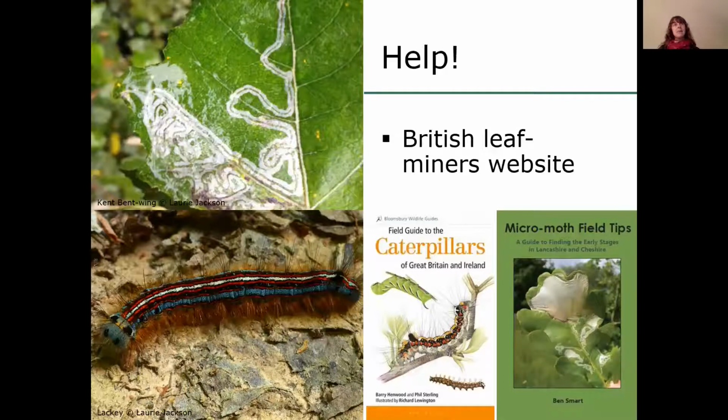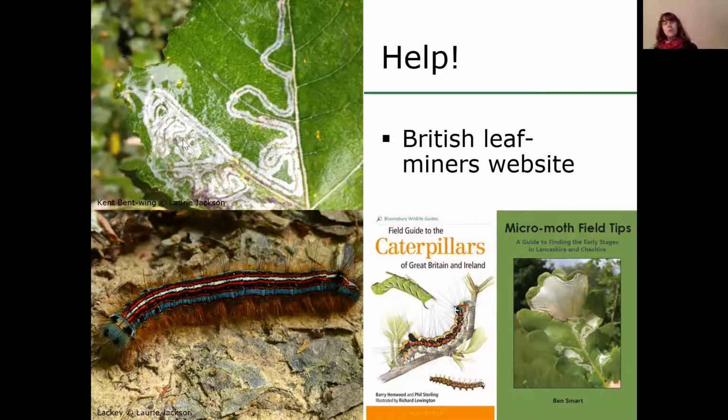And then again, if you're really intrigued by moths, there's lots of other ways you can record them. You can record them, and butterflies as well, as caterpillars. There are some absolutely stunning things out there. This turns into quite a drab brown moth, but this is an absolutely stunning caterpillar called the lackey. And this also, I mean, it's clearly a leaf, but it's also a moth. This is something called Kent bentwing.